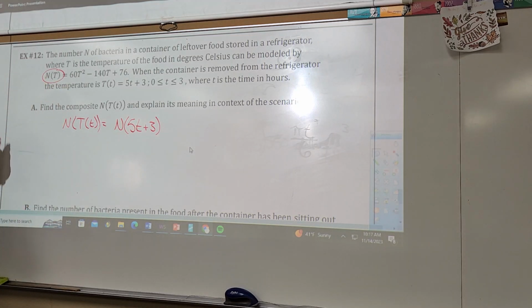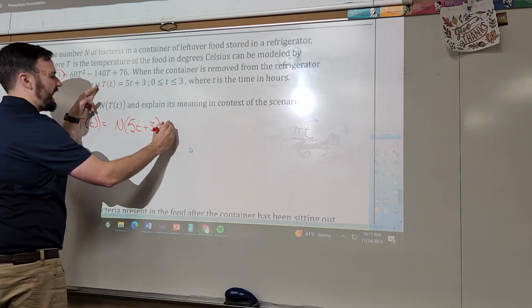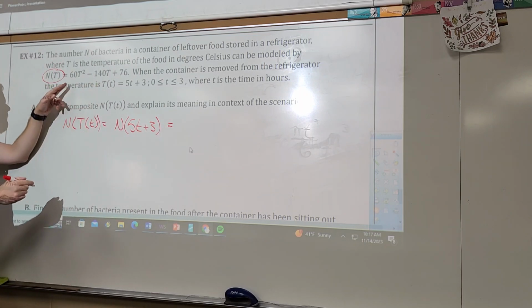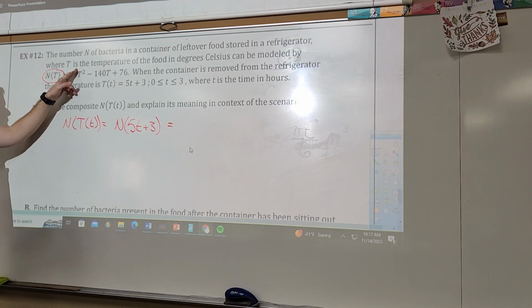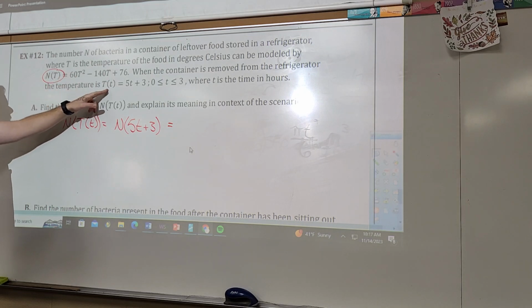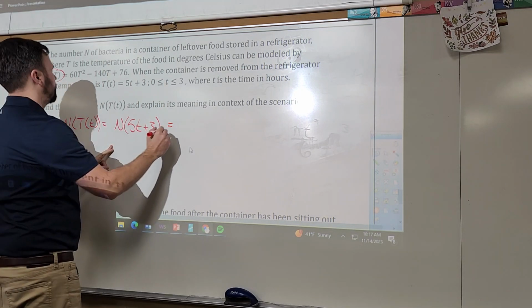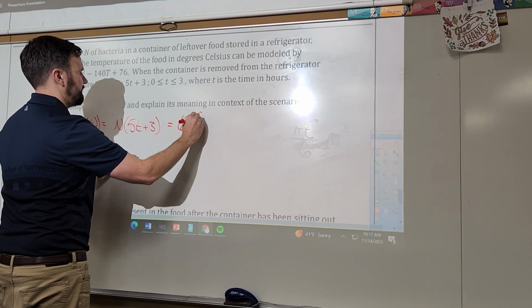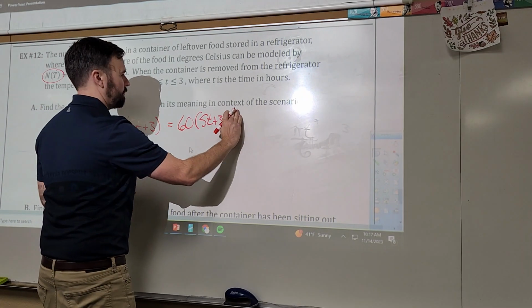Now what's N? What do I do with that 5T of T? I'm going to plug it in wherever I see a capital T. Big T is what? Temperature. Little t is what? All right, that's important to know. So I'm going to do 60 times 5T plus 3, minus.